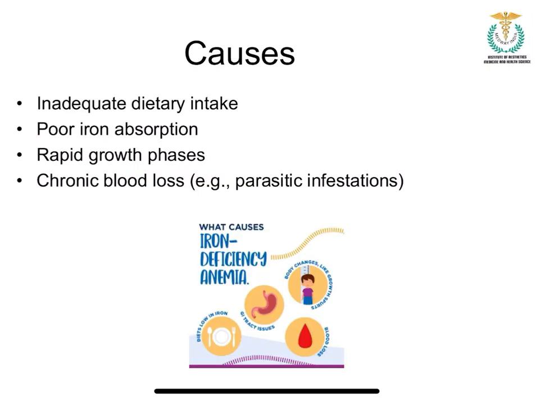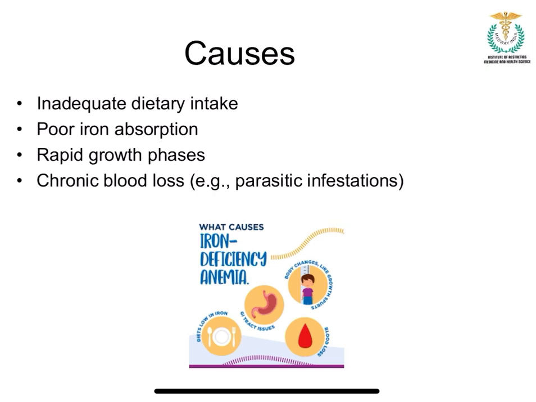Now, what are the causes? Very simple. Naturally, if the intake per se is low, if you're taking in less iron, that means in children who are malnourished, who are eating less, they are going to have less iron stores because their dietary intake per se is low. Second is poor iron absorption. When there are malabsorption syndromes, when the absorption of the iron in the body is less, right? So they're taking in enough iron, but the absorption has become a problem.